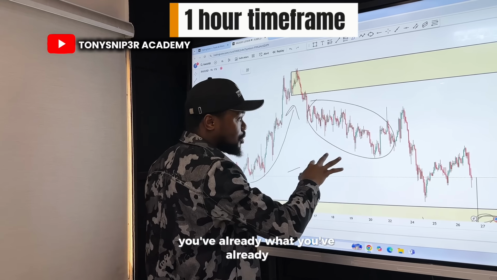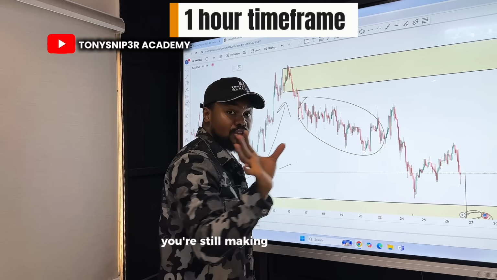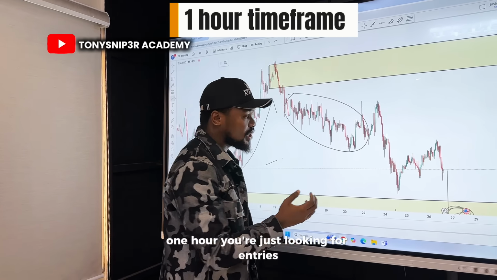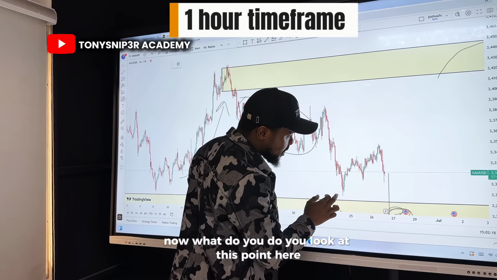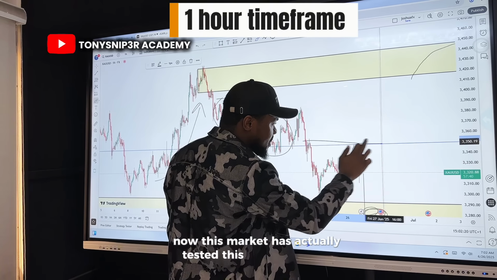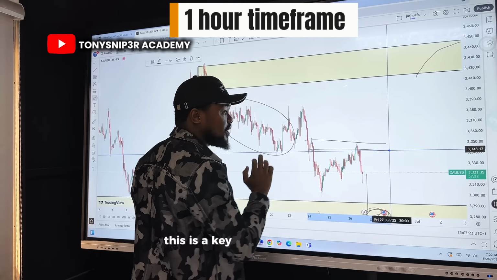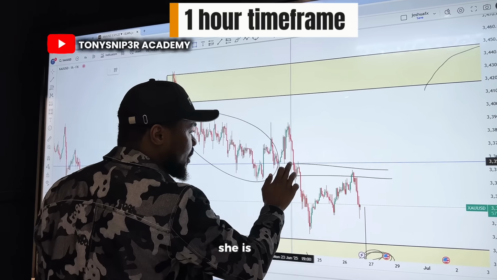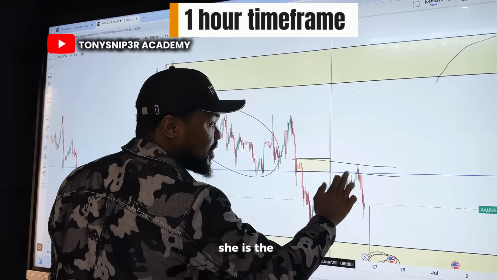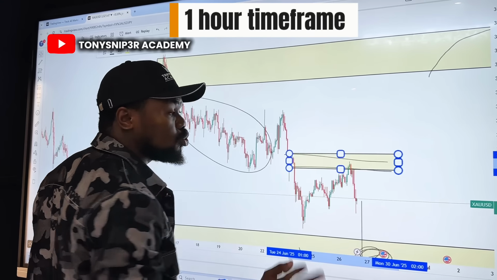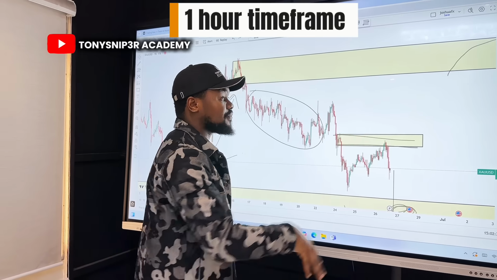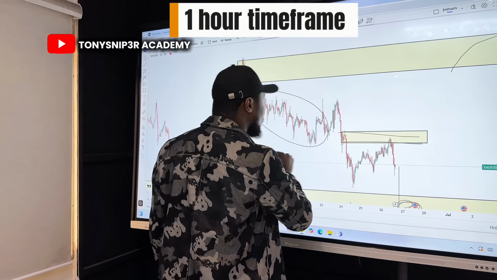Now, on your 1-hour time frame, you're still making use of the key levels from your 4-hour. Okay, on your 1-hour, you're just looking for entries. Now what do you do? You look at this point here. Now this market has actually tested this level here. This is a key level on your 1-hour time frame. Remember the definition of key level, where you're looking to sell or looking to buy. Key levels can be found at support, can be found at resistance, can be found in between the charts. This is your 1-hour key level.